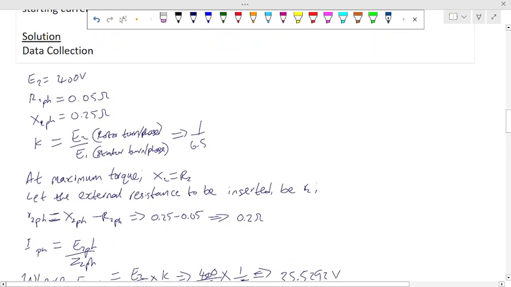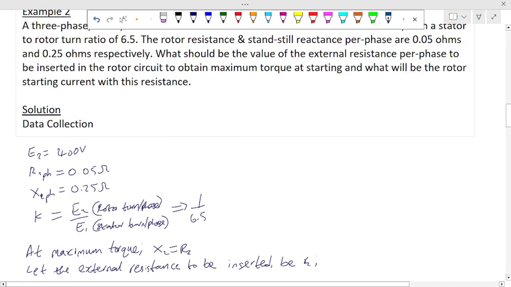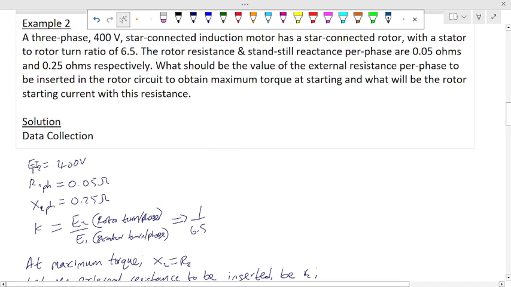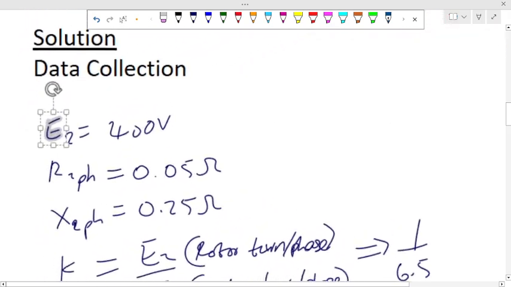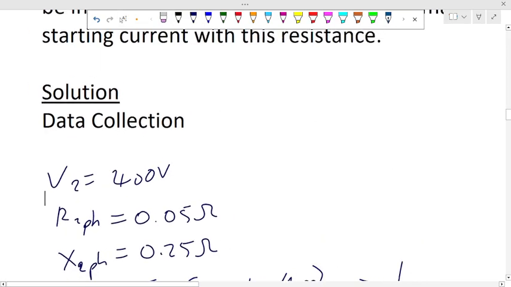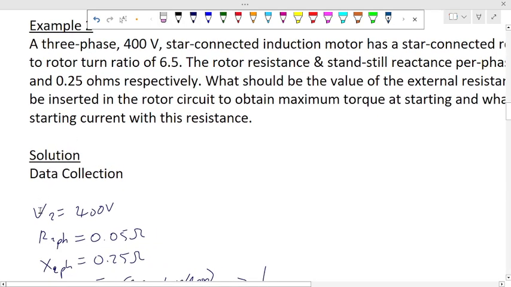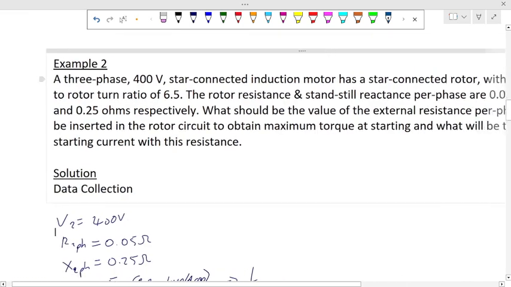Alright, the solution, we just took the data. So these values are from the equation. Okay, and I think it should be voltage, and I'll explain why we're using voltage instead of EMF, instead of E2 here. V2. Now that's from this, to 400 volts. Note that this is for 3-phase 400 volts, then star connected induction motor.